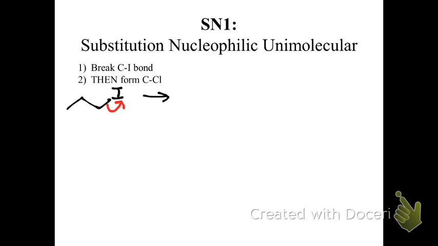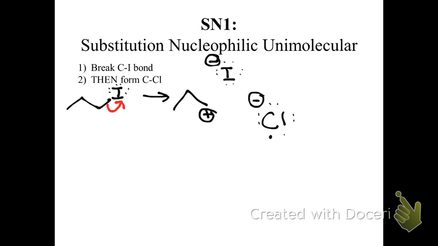What do we get? We get our carbon, we get our iodine. What happened to the iodine? It gained electrons, which means it has become negative. What happened to the carbon? Lost electrons, so it's now positive. Okay? What else happens to be floating around in solution, say, perhaps in our next step? Chlorine. So let's go ahead and draw on our chloride from our sodium chloride. Also happens to be negative.